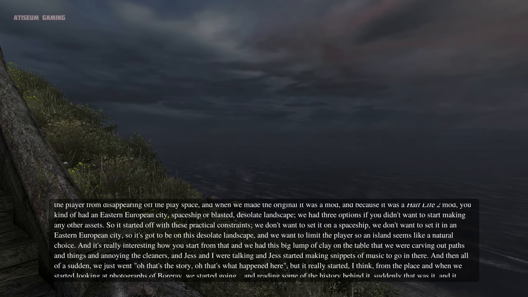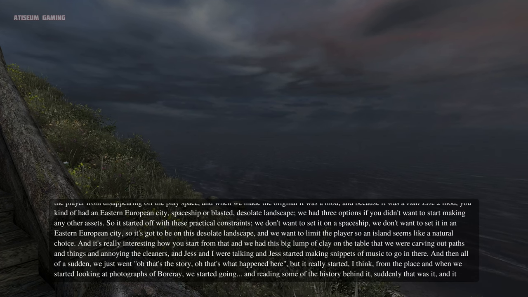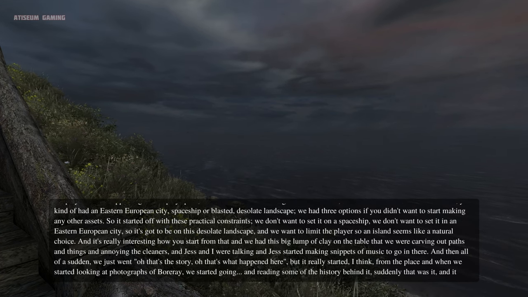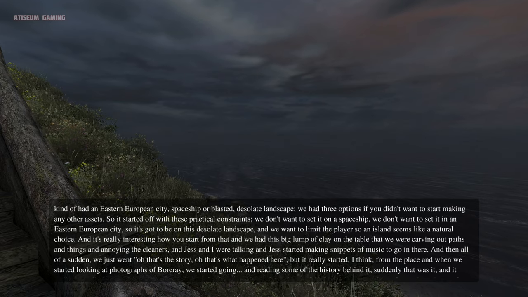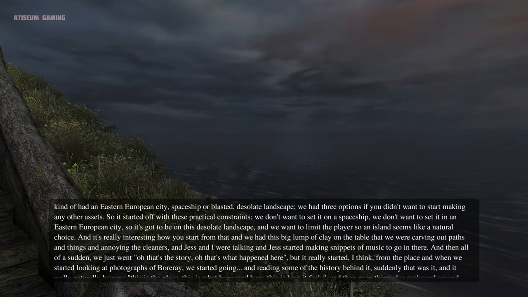We don't want to set it on a spaceship. We don't want to set it in an Eastern European city. So it's got to be on this desolate landscape. And we want to limit the player. So an island seems like a natural choice. And it's really interesting how you start from that.